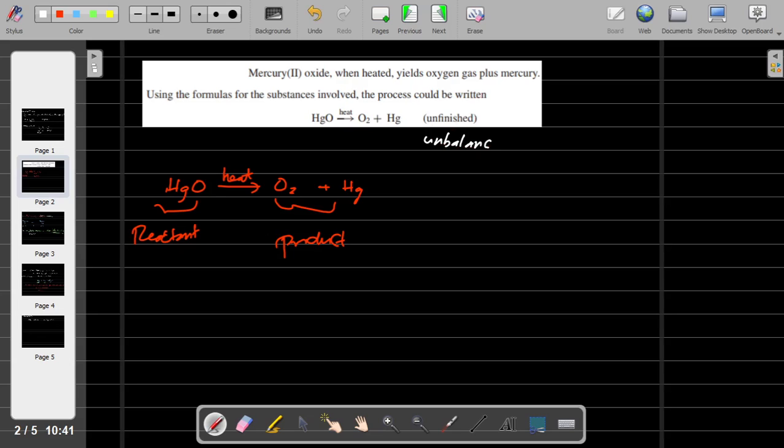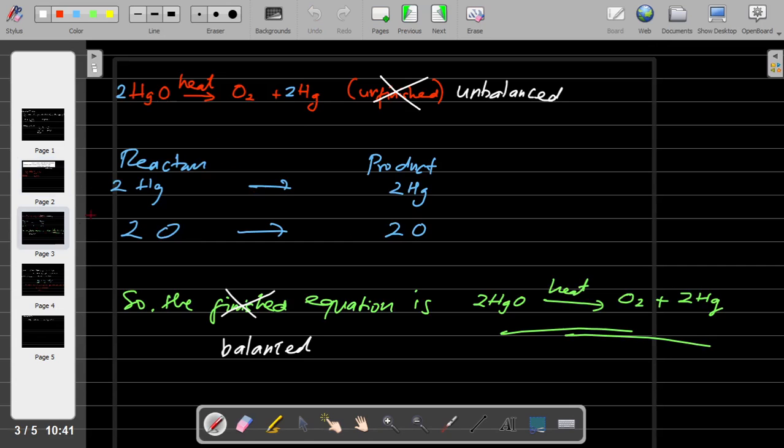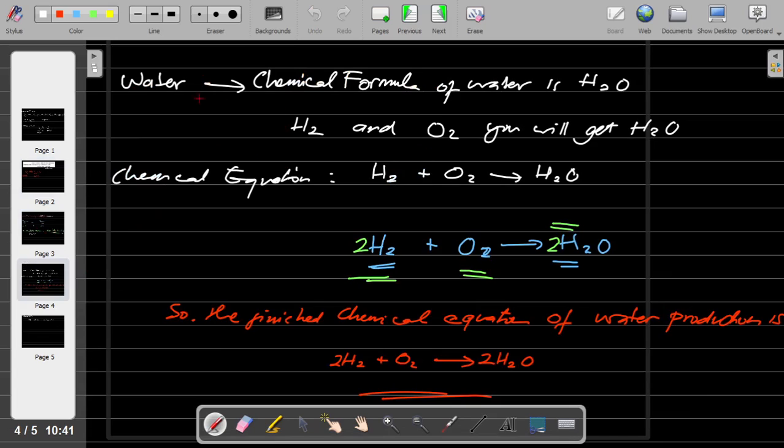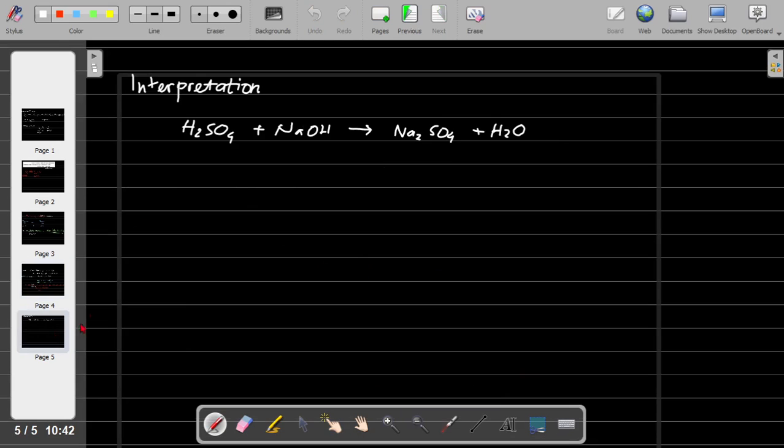Unbalanced. So balanced, unbalanced, and then okay, so this is unbalanced. Oh, not unbalanced, but balanced. Yeah, balanced chemical equation of water is this. Okay, let's continue our explanation.